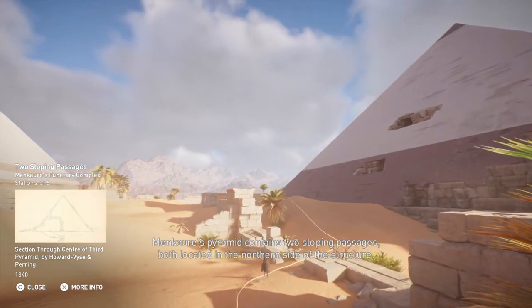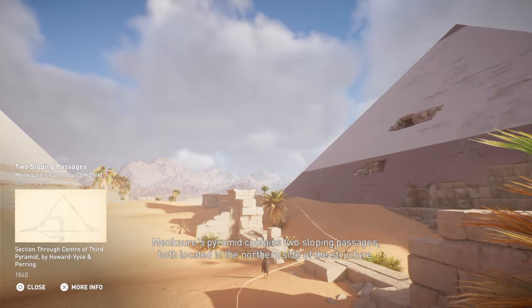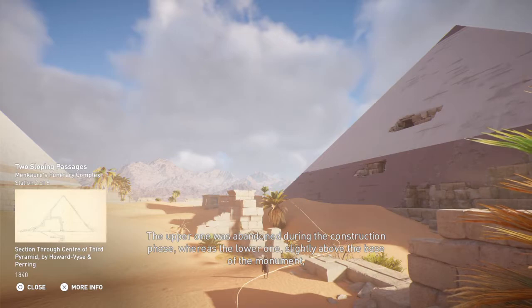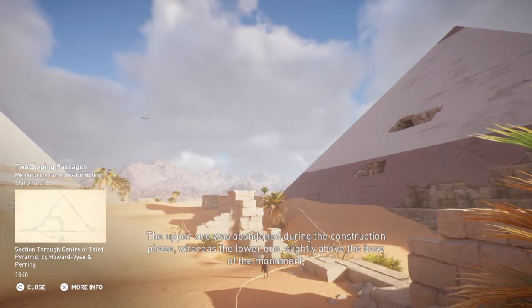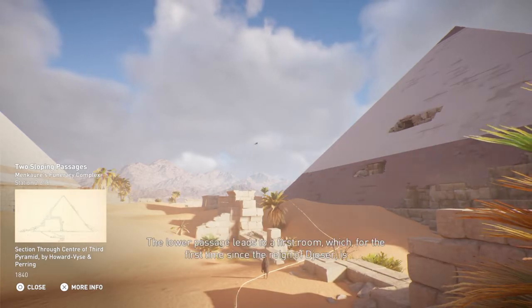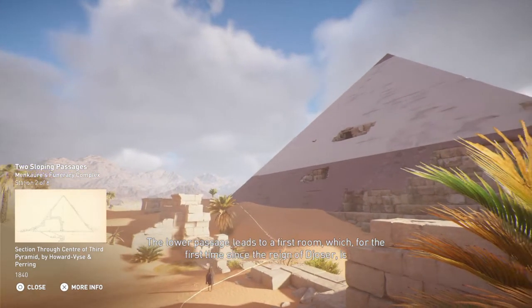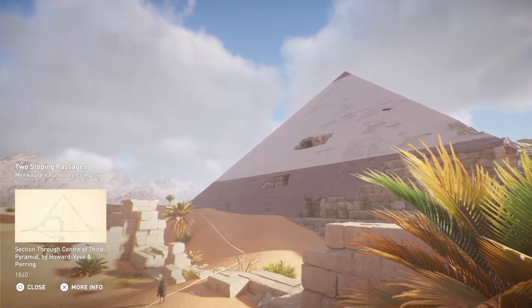Menkaure's pyramid contains two sloping passages, both located in the northern side of the structure. The upper one was abandoned during the construction phase, whereas the lower one, slightly above the base of the monument, constitutes the real entrance. The lower passage leads to a first room, which, for the first time since the reign of Djoser, is decorated with engraved false doors.